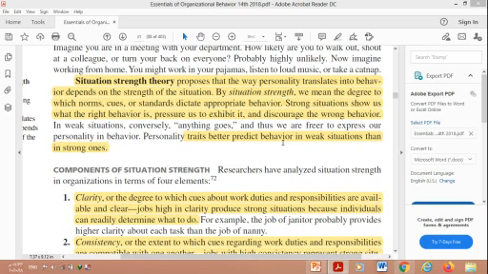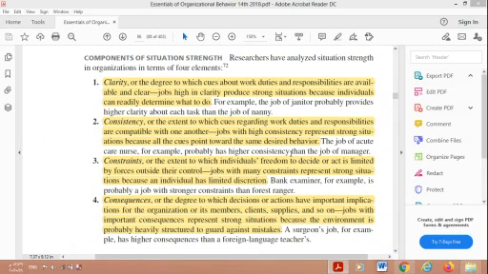Okay, so again, situations will force us to behave in a certain way, while in weak situations the personality traits play a major role in representing the behaviors. What are the components of situation strength? In any organization, situation strength includes four main elements.